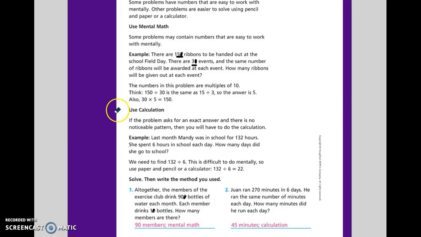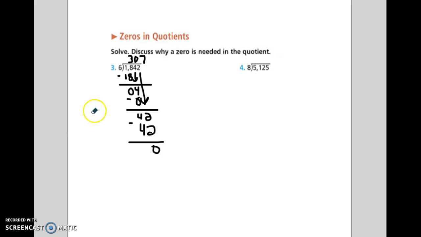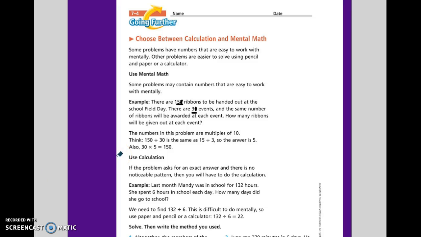Okay, so again, today we talked about making sure that you can go back and check your work. We talked about that when you divide your number in, and when you subtract, this number should always be smaller than the divisor. We also talked about the importance of the zeros in the quotient placeholder, that if you end up dividing and you get 0, you want to make sure you write that 0, or you're going to end up with the wrong answer. And lastly, we talked about the difference between using your calculations, your long division, and the times when you can just use mental math to figure it out.